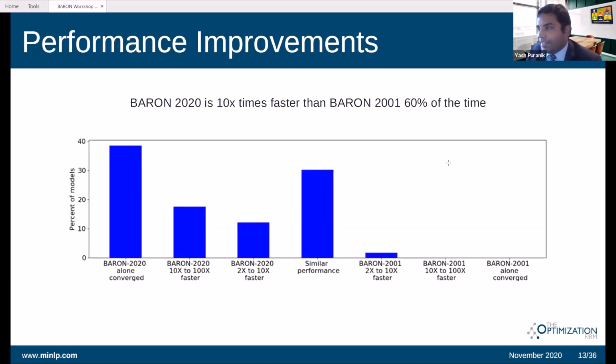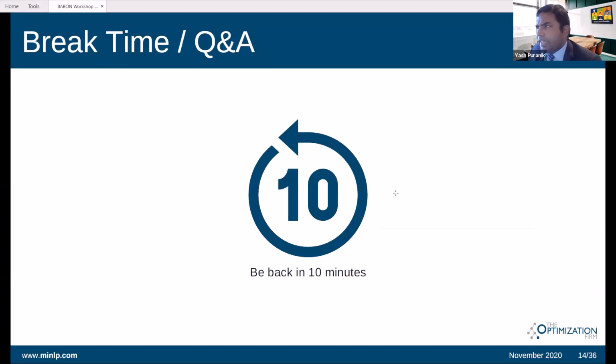One thing I find interesting is that there's still a small number of problems for which Baron in 2001 was slightly faster than Baron in 2020. And I think that's an indication that even back then we had a pretty good algorithm that wasn't easy to beat.